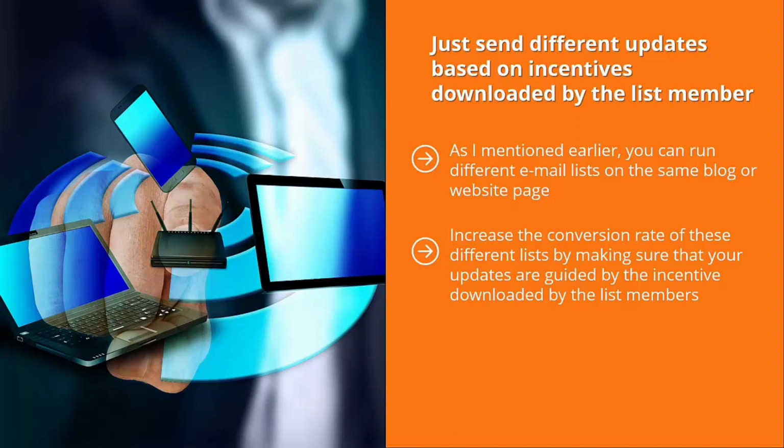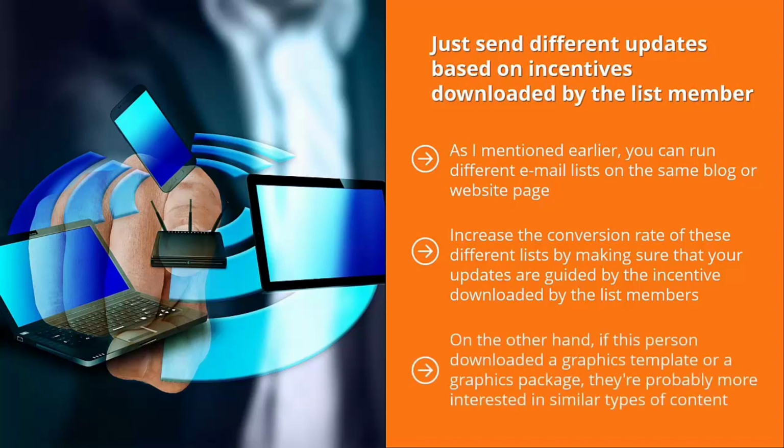by the list members. For example, if the list member downloaded a video, chances are quite good that this person probably would want to watch other videos. On the other hand, if this person downloaded a graphics template or a graphics package, they're probably more interested in similar types of content.